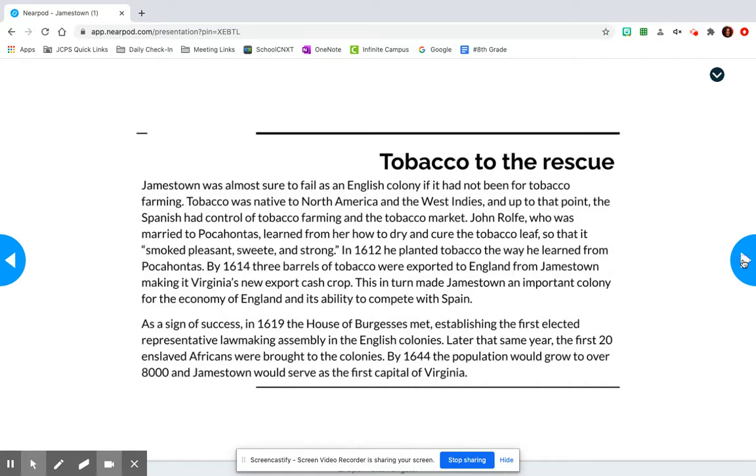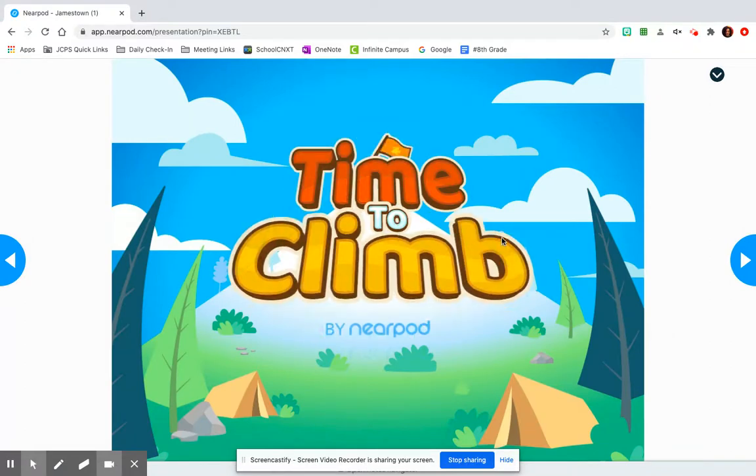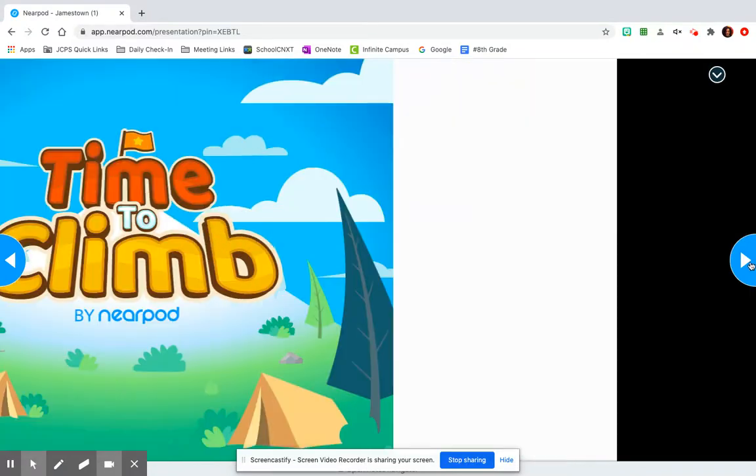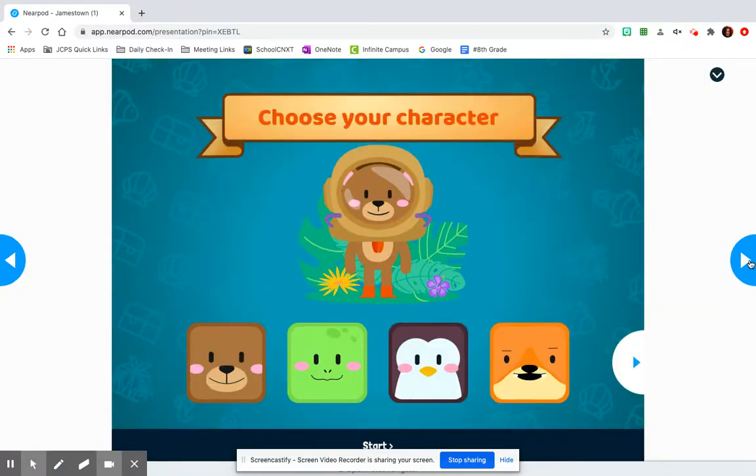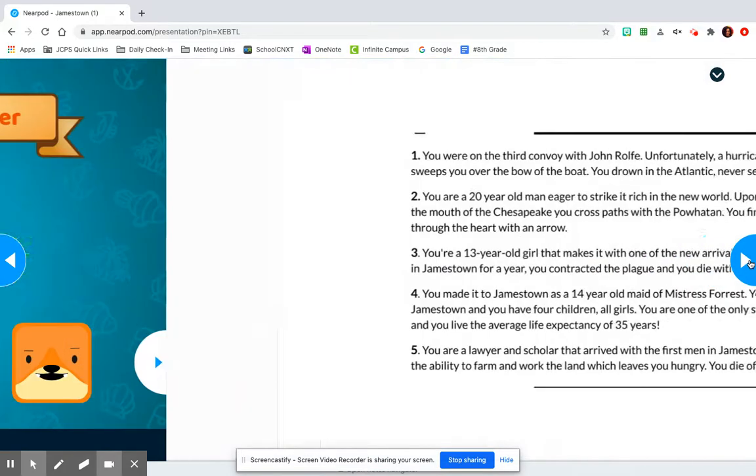Now that you've done this reading along with me, in your Nearpod, you'll be able to play a trivia game. You compete against your classmates to race up a mountain to see who wins. So do the Time to Climb quiz. It'll be fun. You can pick an avatar and use that character to move you up the mountain.